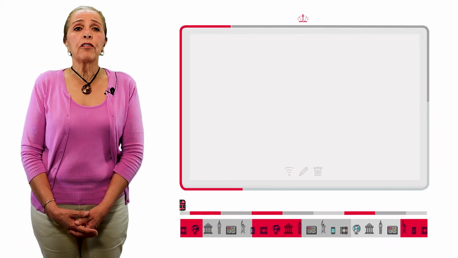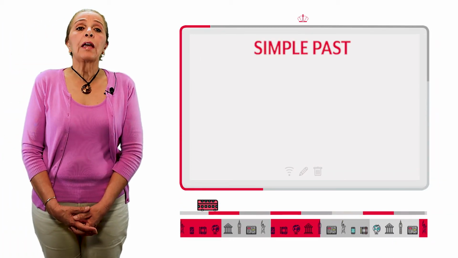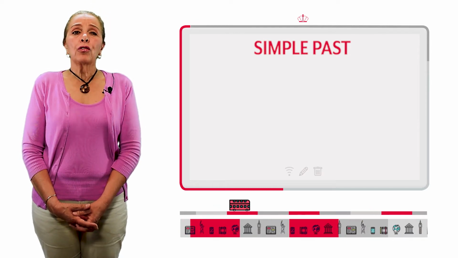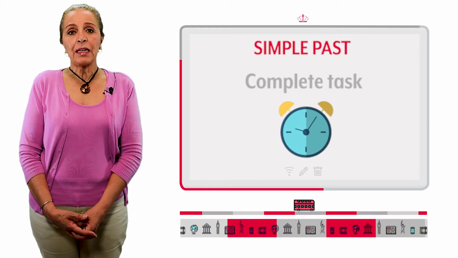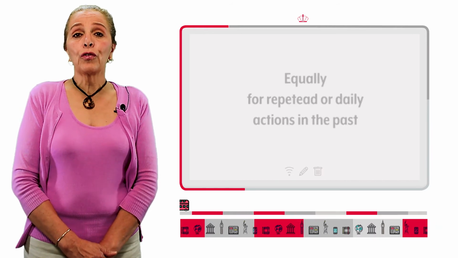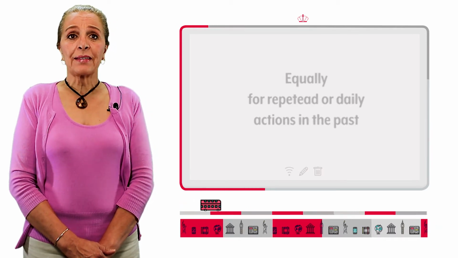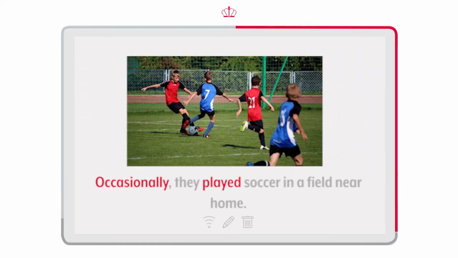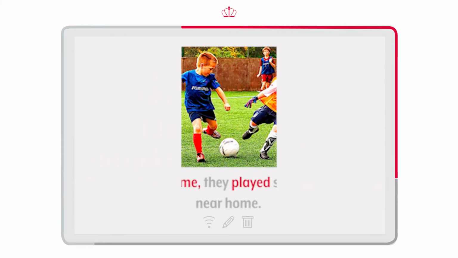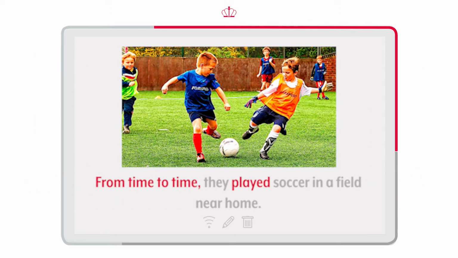Now let's look at the past tense, also known as simple past, used to indicate a complete task that happened at a specific time in the past. Equally, it is also used for repeated or daily actions in the past. He talked to his mother for hours every night. Occasionally, they played soccer in a field near home. From time to time, they played soccer in a field near home.